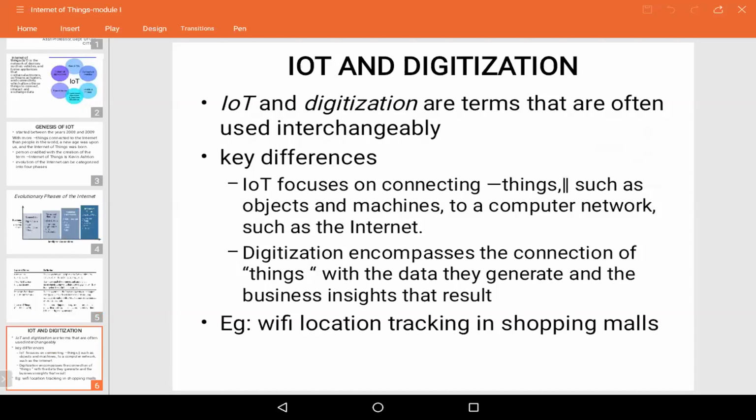The terms IoT and digitalization are often used interchangeably. The main purpose of IoT is to exchange data, all the digital data, connecting people and things. These two go together, and one term is used interchangeably for the other. They may call it either Internet of Things or digitalization.